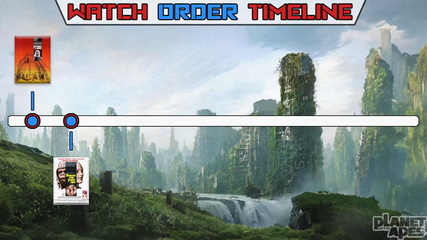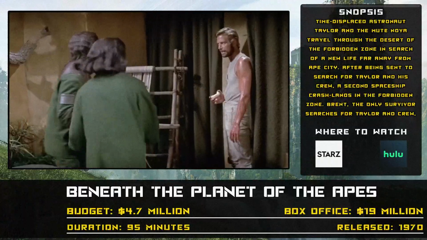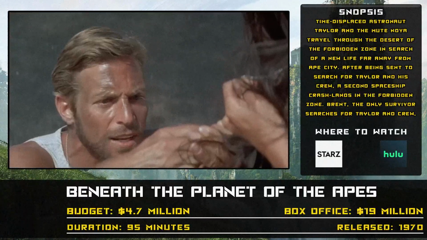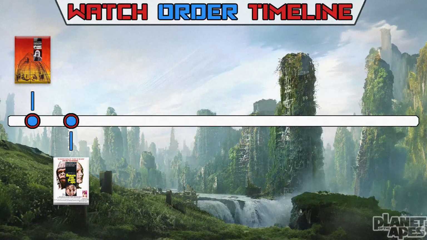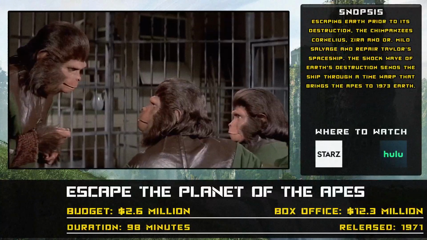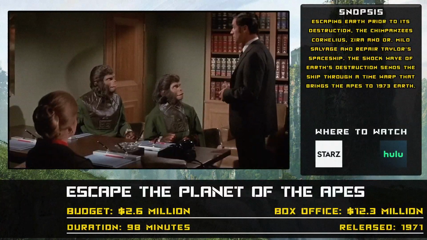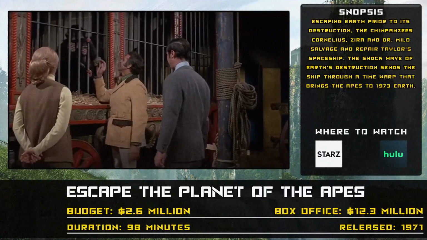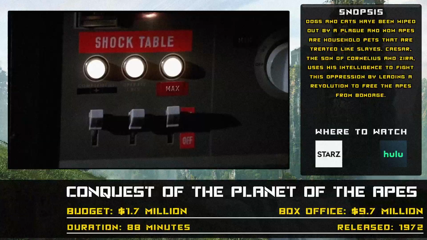After that, you can watch Beneath the Planet of the Apes, which came out in 1970. It's essentially the same movie, but instead, Brent crash lands on the same planet looking for Taylor, with the help of Cornelius and Zira. To continue this trilogy, we have Escape from the Planet of the Apes in 1971. This takes a drastic turn in the franchise with Zira and Cornelius escaping the events of the last movie and time traveling to 1978. In 1972, we got Conquest of the Planet of the Apes.